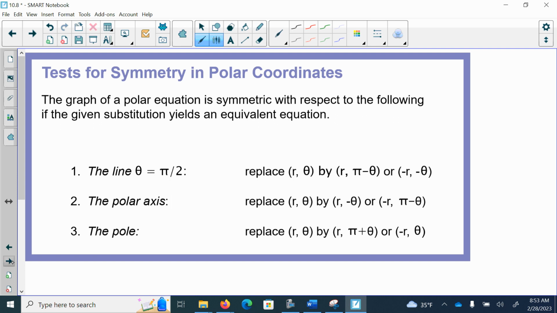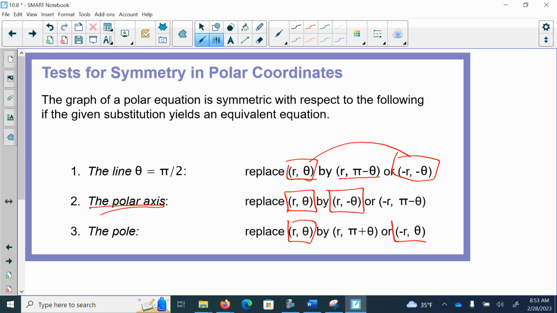So these are the different ways that you're going to be symmetrical. What I'm going to tell you is that if I'm symmetrical over the line theta is equal to pi over 2, I can replace (r, theta) with (r, pi minus theta). Or the easiest one is to change both the r and the theta. If I'm reflective over the polar axis, I'm going to take (r, theta), and the easiest one is just to keep the r the same and make it negative theta. And then for the pole, I'll replace (r, theta) with, probably the easiest one, (negative r, theta).